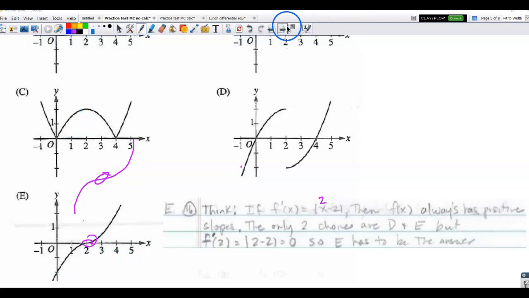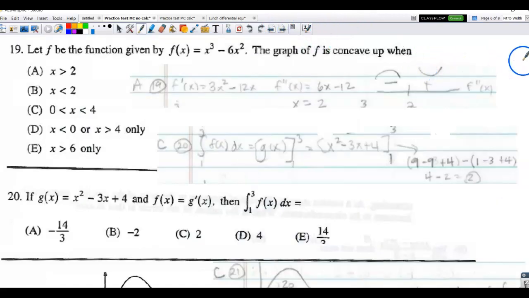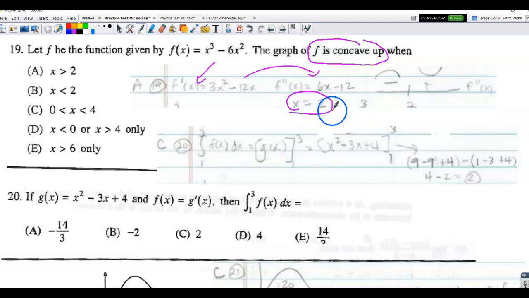All right, so moving on to our next problem, number 19. We are looking for when the graph of f original is concave up. We usually think of the second derivative for concavity. So I'm finding the first derivative by the power rule. I'm finding the second derivative by the power rule. I'm setting the second derivative equal to 0 and getting possible points of inflection. I'm putting the possible points of inflection on the number line, choosing a number on either side, examining the concavity, and making a decision.